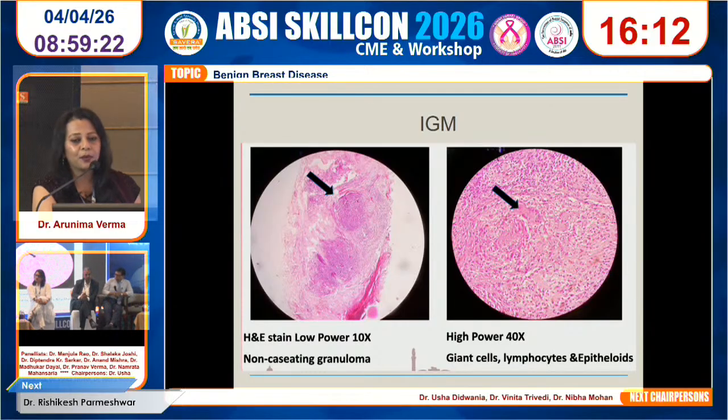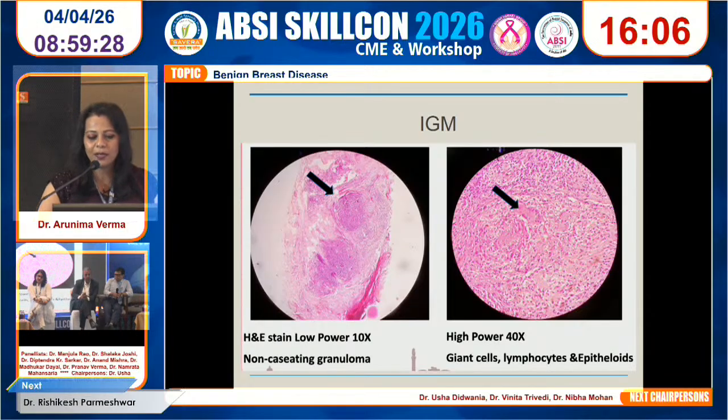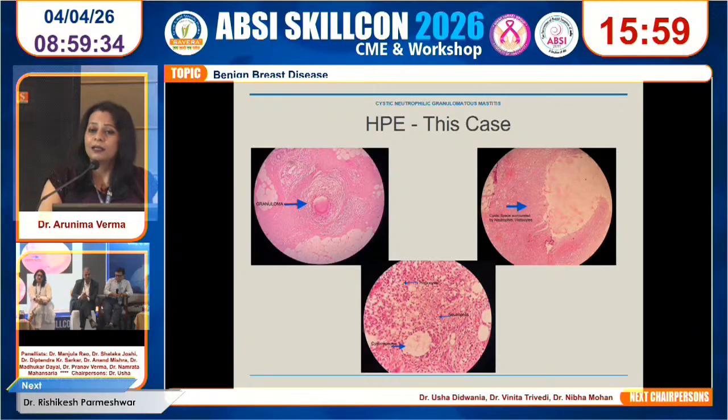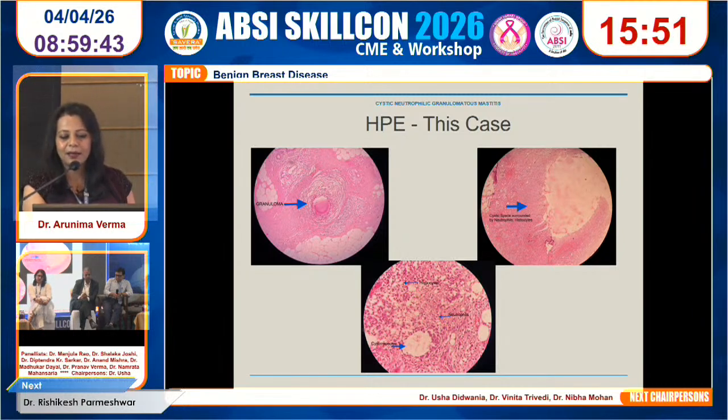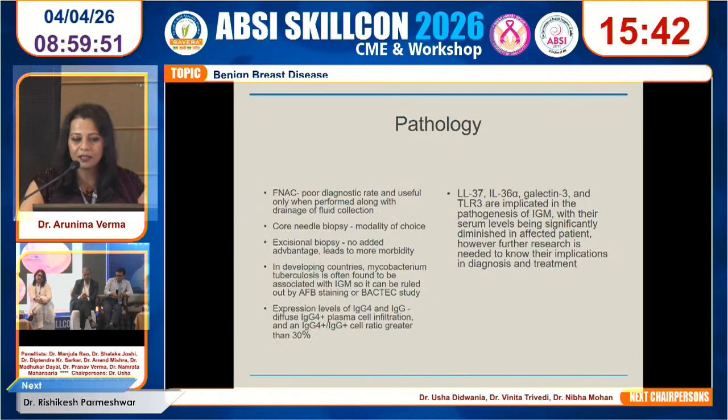I think a very important point made, and I think we should take it as a take-home message, and this is what the signature granulomas of IGM look like. It's the low power field and the high power field, where you see giant cells, lymphocytes and epithelioids. And this is the biopsy of the particular case because it had mentioned cystic neutrophilic granulomatous mastitis. And this is the granuloma in the first slide. In the second one, you can see the cystic space surrounded by neutrophils and histiocytes. So this is a particular variety of IGM. So that is just showing this particular case.